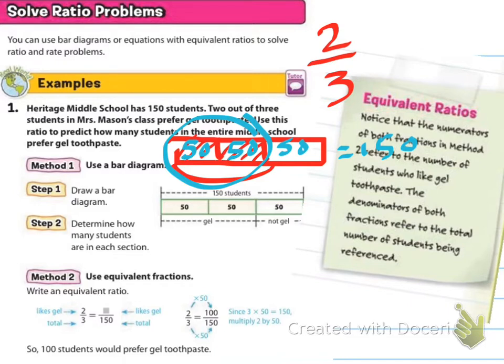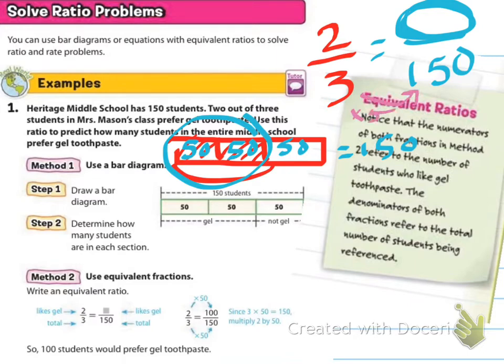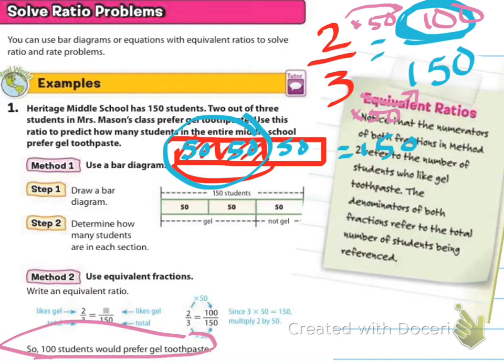You could write the equivalent ratio. So I know how many total students there are, and I want to figure out how many students would like toothpaste out of those students. So every 2 students there are, or out of every 3 students, 2 of them like toothpaste. How did I go from 3 to get to 150? I multiplied times 50. And would I do the bottom? I do the top. And so 2 times 50 is 100. So 100 students would prefer gel toothpaste. So those are the 2 methods, making the bar diagram or setting up the ratios to find the equivalent ratios.